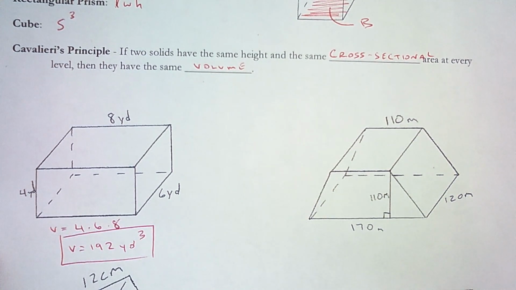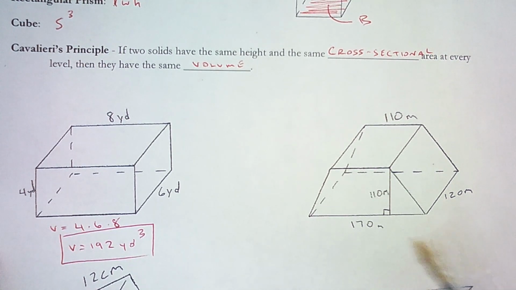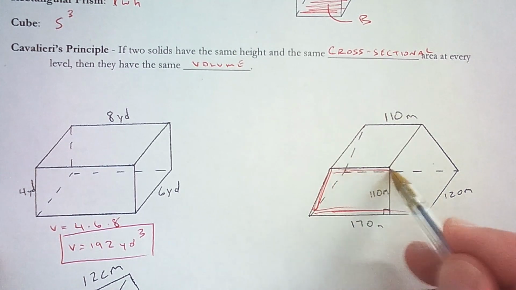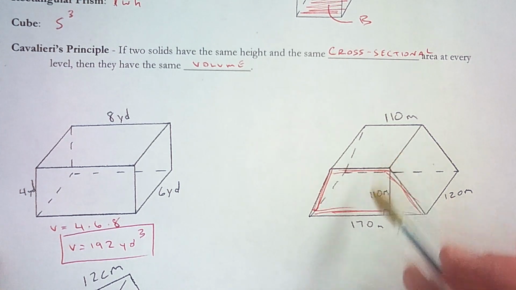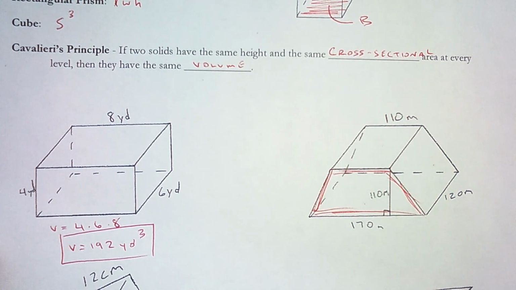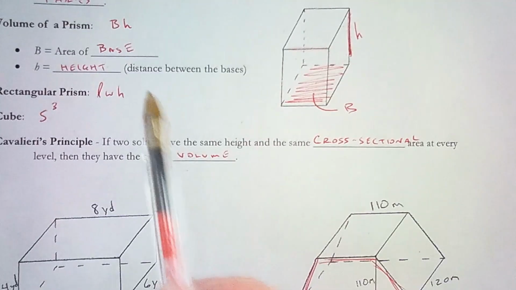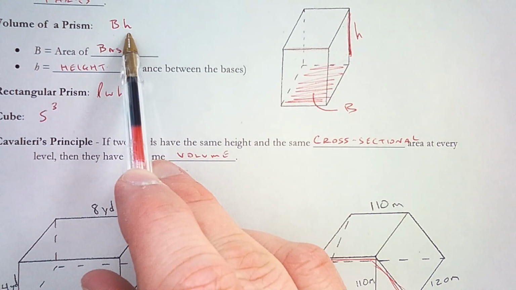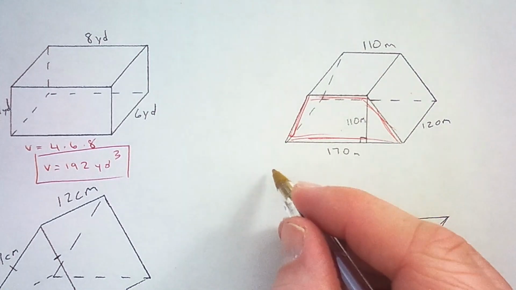Now my next one is not a rectangular prism because there's something on it that is not a rectangle, and that is a trapezoid. So I've got a trapezoid right here, and there's also a trapezoid on the back side, so those will be the bases. For the area of the base, I'm using this formula right here, area of base times height. For the area of the base, I have to use the formula for area of a trapezoid.